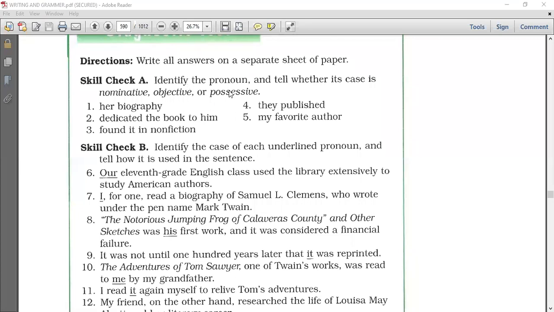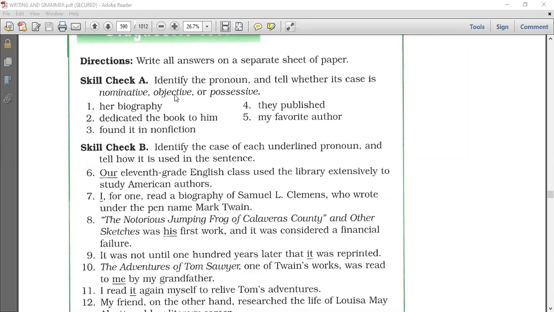Identify the pronoun and tell whether its case is nominative. Again, nominative, guys, as a subject when it comes at the beginning of the sentence, when it's followed by a verb. Like he plays tennis. He here is a pronoun and it's nominative.